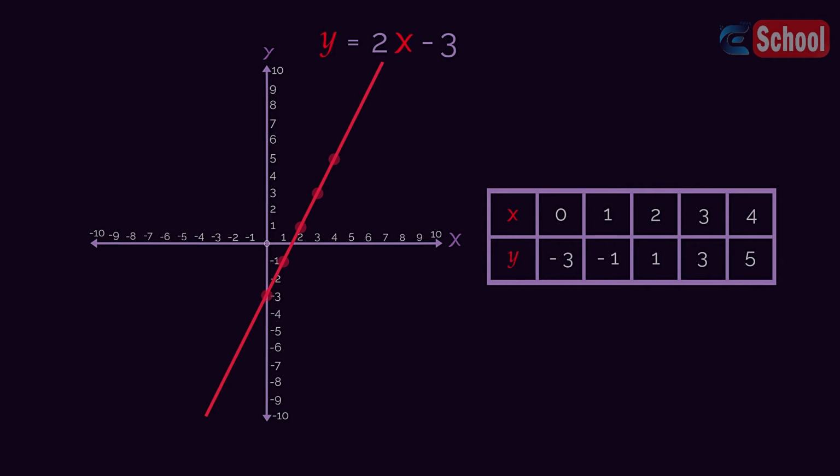Simple! We plotted 5 coordinates, but as a rule you need a minimum of 3 coordinates to accurately plot a straight line. We just had an extra 2 in case we made a mistake.